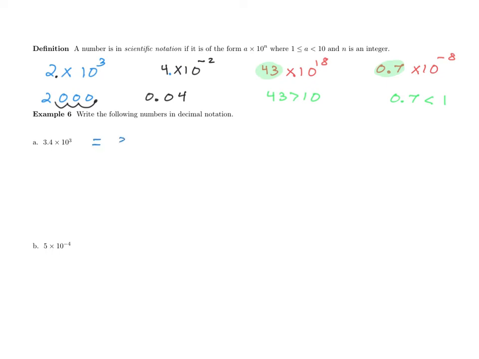So I'll start by saying, well, we have 3.4, but it's being moved a total of 1, 2, 3 times. That means we have to put a 0 here and here. That means the final answer is really 3,400. So this number is the same as this one. And what about 5 times 10 to the negative 4 power? Again, this is in scientific notation. Negative 4 is an integer, and 5 is between 1 and 10.